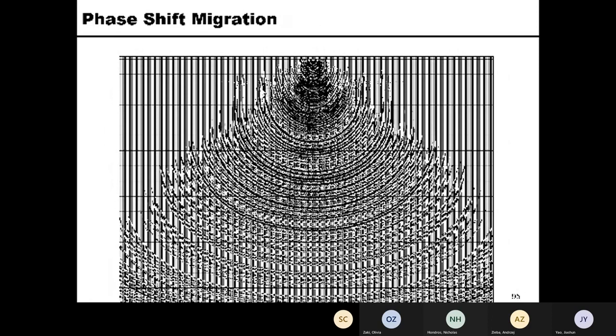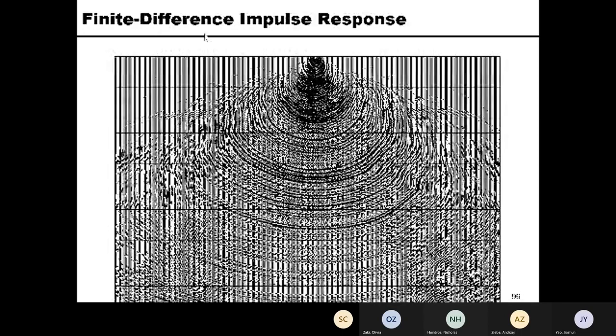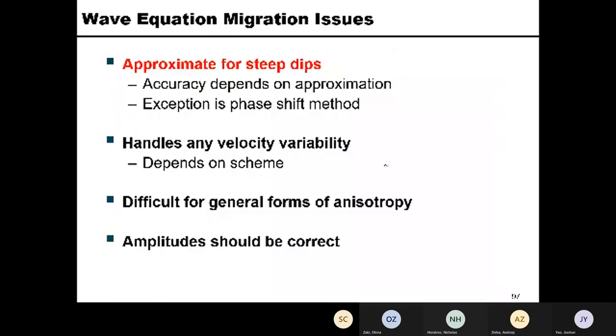This is the phase shift image impulse response. That's up to 90 degrees, but nothing more than 90 degrees, right? But up to 90 degrees here, still not the earliest. That's the finite difference, only 15 degrees.